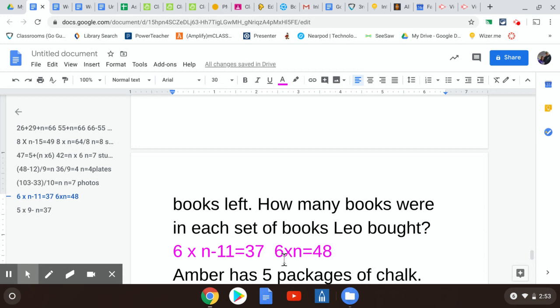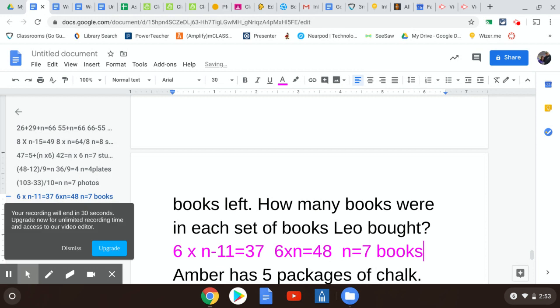So now you have 6 times N equals 48. To get N by itself, you have to divide by 6 on both sides. So you'll end up taking 48 divided by 6. And when you take 48 divided by 6, you get 7. So there were 7 books.